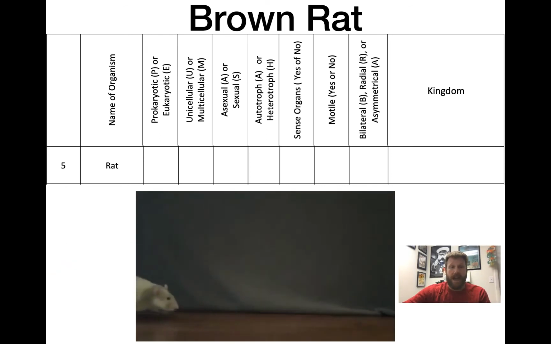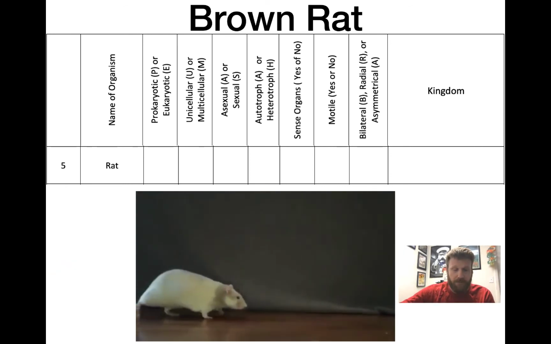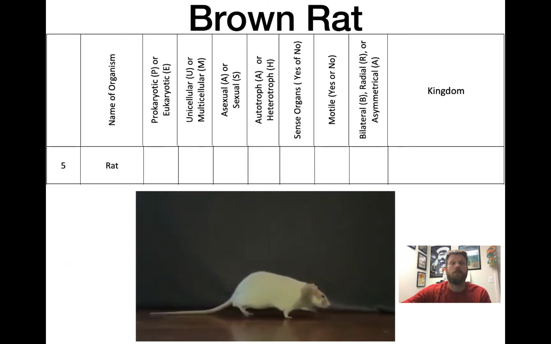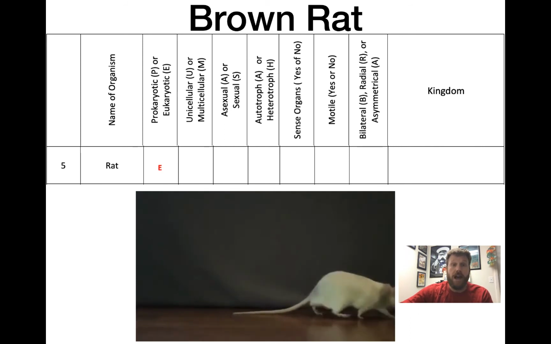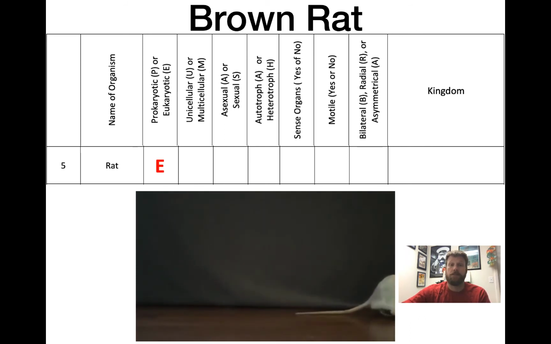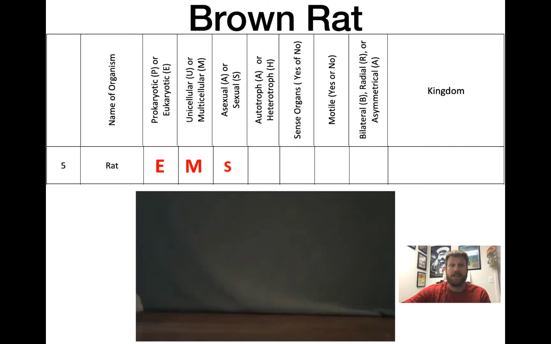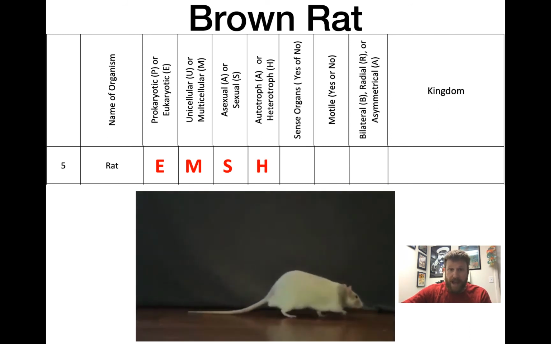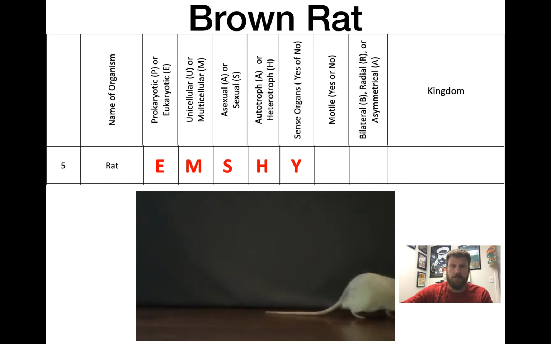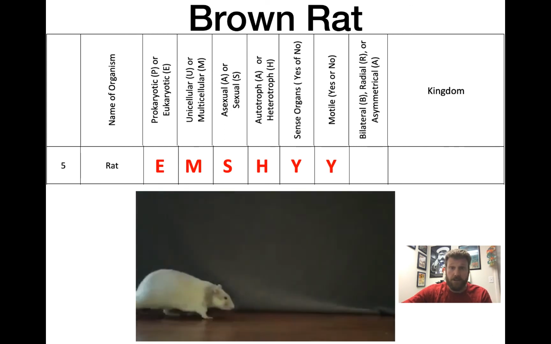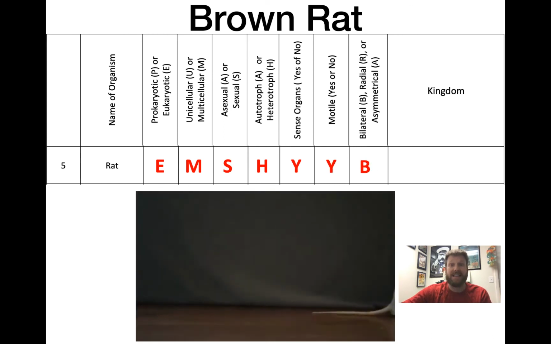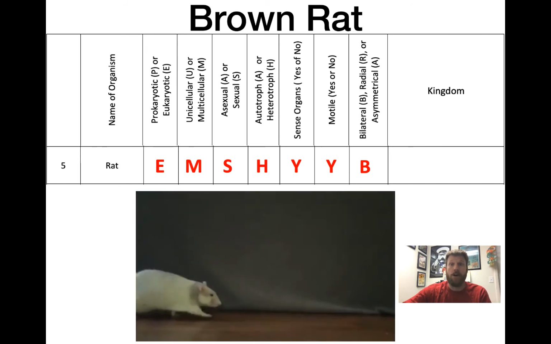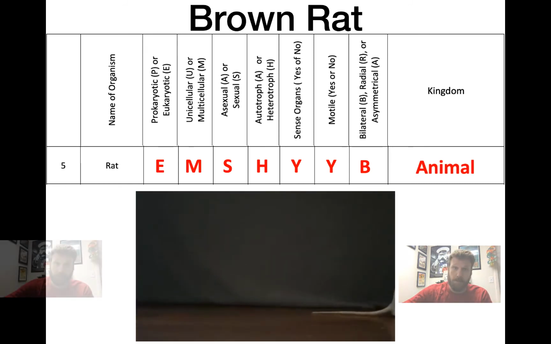A brown rat, and I know my rat in my video is not brown, just bear with me. Brown rats, their cells do have a nucleus. They are eukaryotic. There's lots of cells that make up that rat, so multicellular. Brown rats reproduce sexually. They do not make their own food, so they are heterotrophs. They have sense organs and a nervous system, so that means yes, they can move around, and they have bilateral symmetry. A brown rat would be in the animal kingdom.